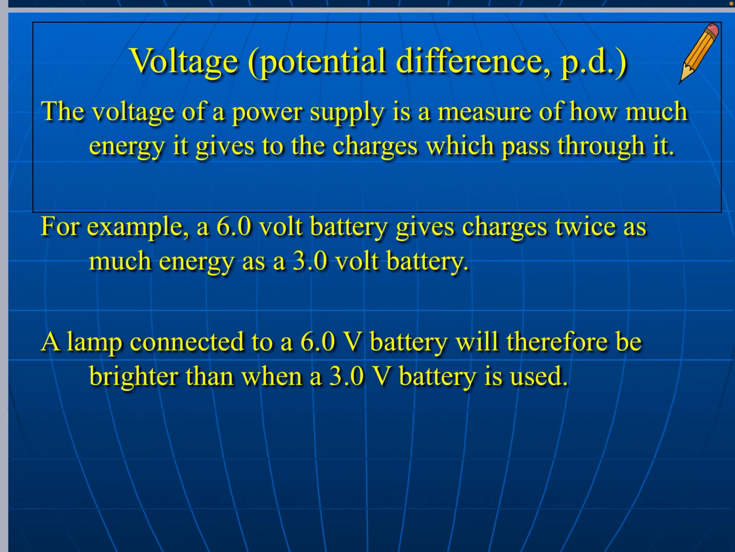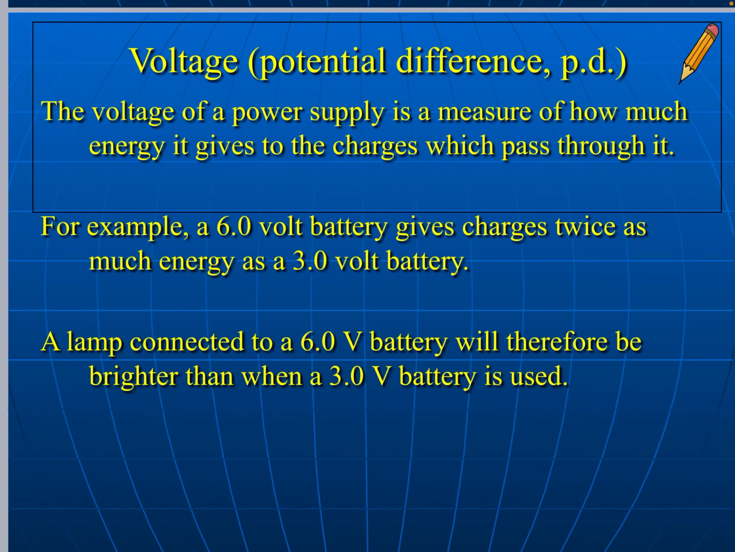So the next bit then is looking at this thing called voltage. So voltage is basically to do with how much energy those electrons have got as they're going through, okay? So for example, a 6 volt battery would give the charges twice as much energy as a 3 volt battery. Now another word for voltage is potential difference, because it's about the potential to do something. How much potential have they got to basically pass on the energy?